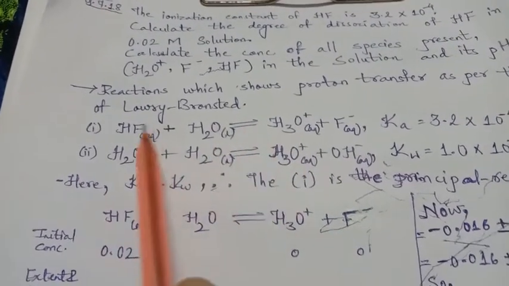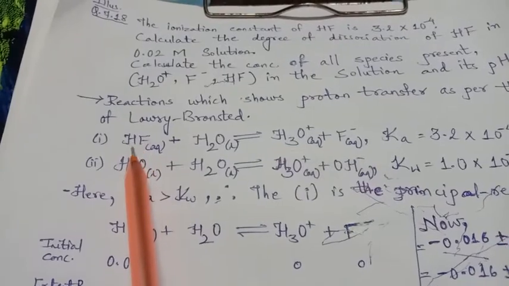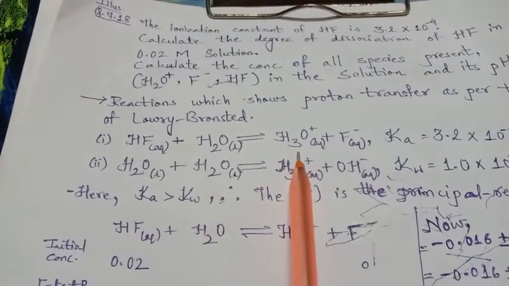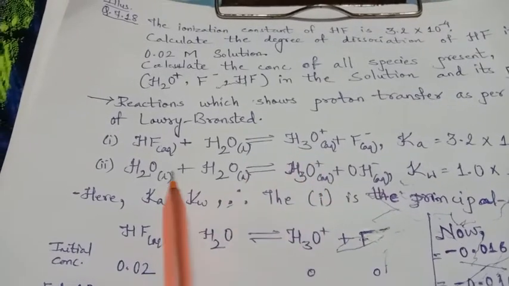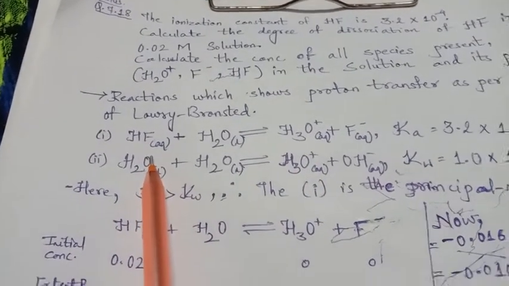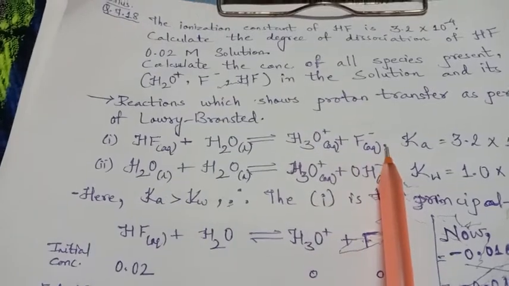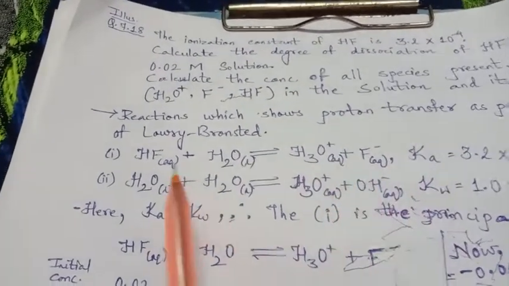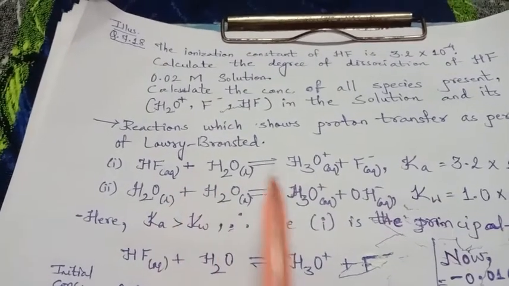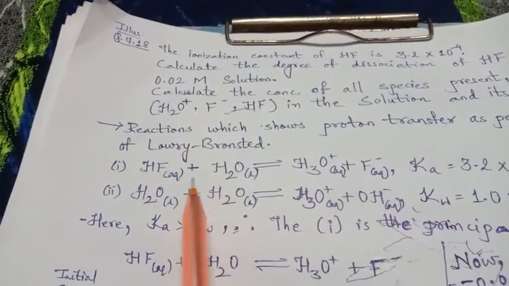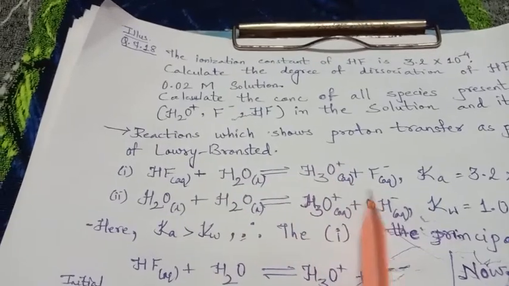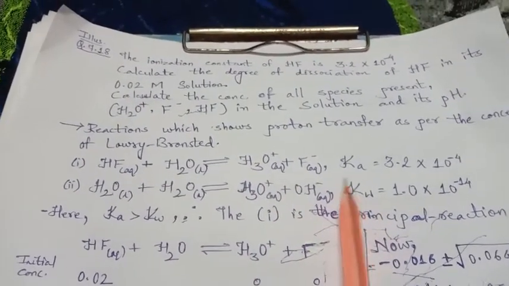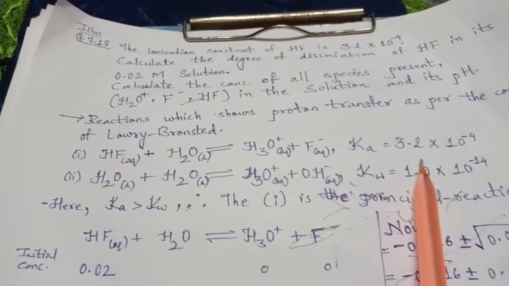So what will happen here? H plus will be donated from hydrogen fluoride to H2O, and it will become H3O plus, and F minus is separated from here as a negative ion, that is F minus. So here this is acid, this is conjugate base, here it is base, this is conjugate acid. The dissociation constant for this is given, 3.2 into 10 to minus 4.